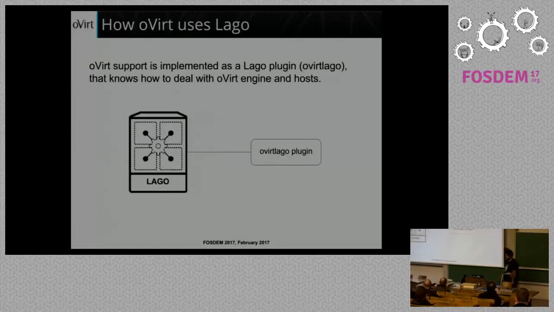Now we'll talk about how we use Lago in Overt. All the code that connects to Overt and does Overt-related stuff is in a separate plugin that is called Overt Lago, and Lago itself does not carry any code that talks to Overt. So in the same way that we have Overt Lago for Lago, you can have a specific plugin for another product and another project and use it with Lago. Lago is just responsible for orchestrating the machines and calling the plugins to do the job.